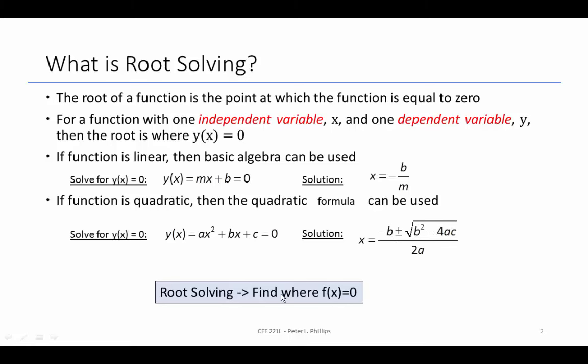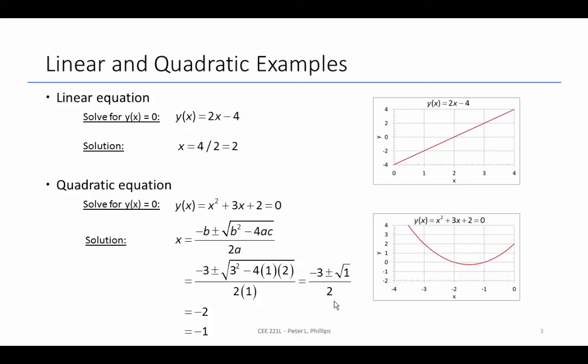So in general, root solving is trying to find where some function in terms of an independent variable is equal to 0. And it shows up in many different applications in engineering. A couple quick examples here. If we have a linear equation, 2x minus 4, and we want to know where y of x equals 0, do some manipulation, and we find that x is equal to 2, and at that point y equals 0.